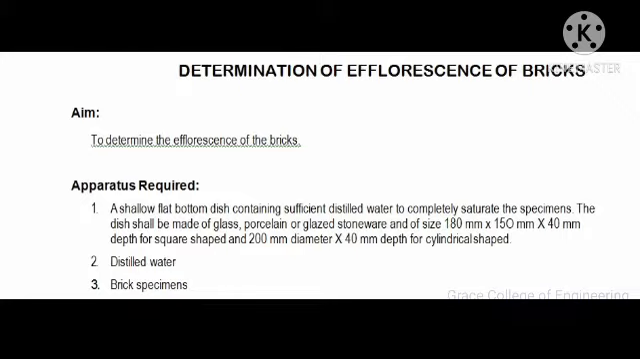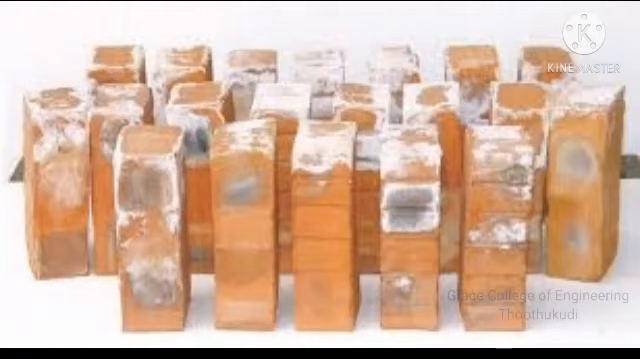The apparatus required for this experiment is a shallow flat bottom dish, and second we need distilled water, then brick specimen. Efflorescence is present in bricks if there are more alkalis present in the brick, and if more alkali is present in the brick, white dry powder will be formed on the surface of the brick.